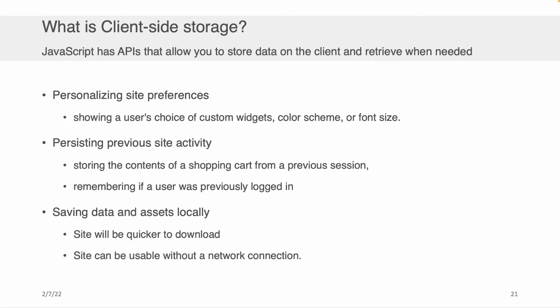The second thing is persisting previous site activity. So when you're navigating Amazon.com as an example, you don't have to click buy on each of the pages that you want to buy an item for. You add it to something called a shopping cart usually, and then Amazon just remembers for you what it is that was in your cart.